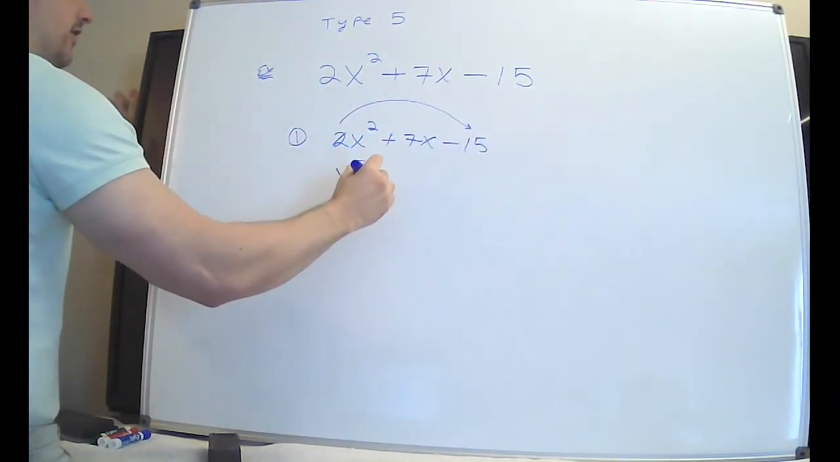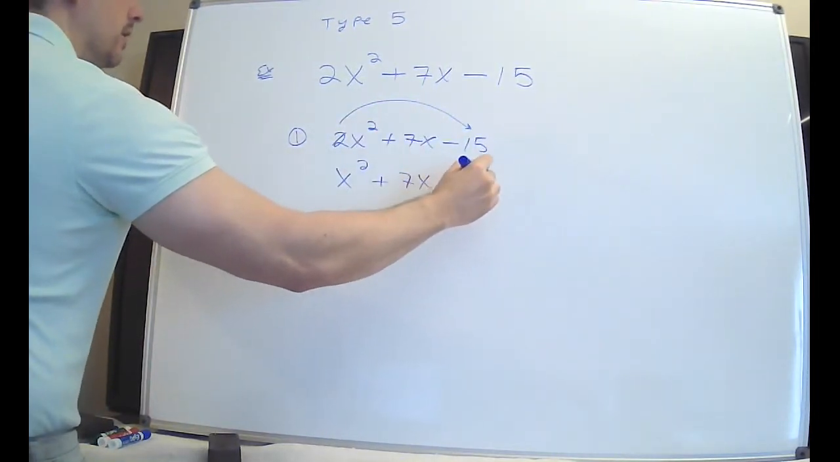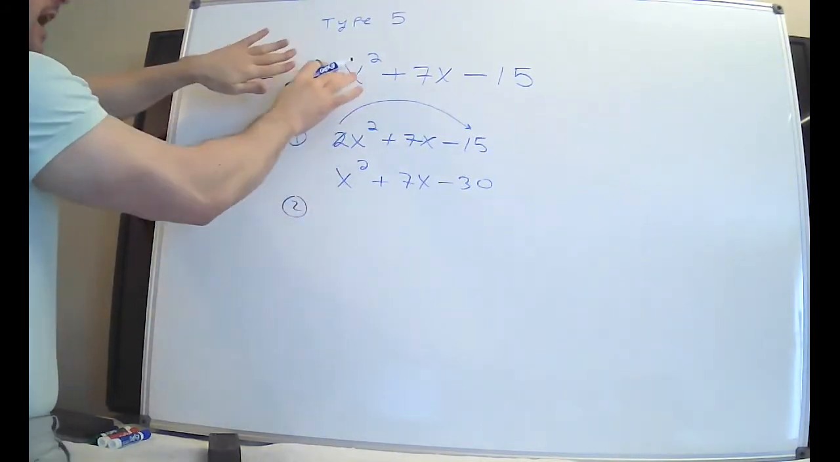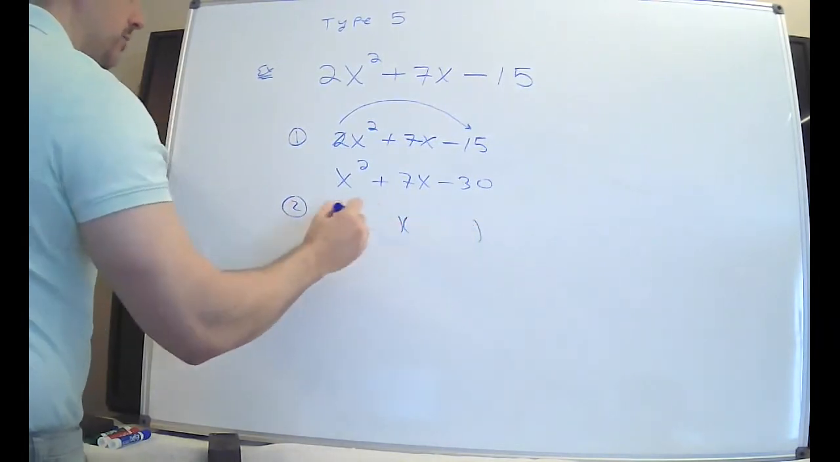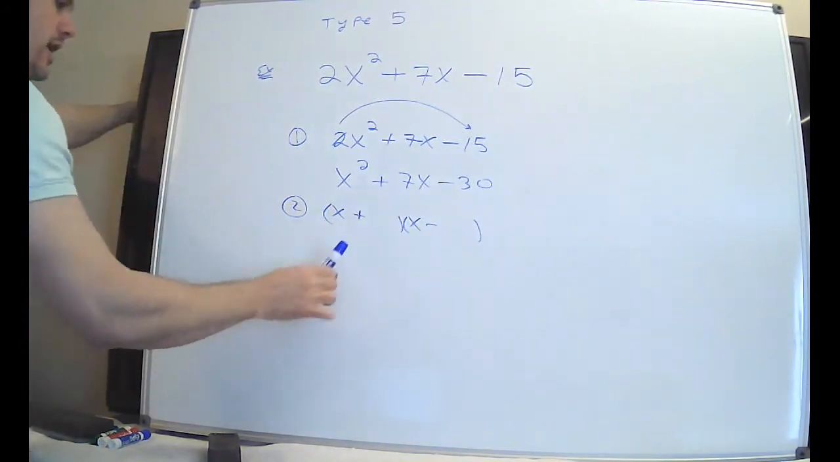So you're going to multiply the last number by the first number. You multiply the 15 by 2, makes it 30. You have now turned it from type 5 into type 2. Now I have a 1 in the front, so now you can factor it just like you did before. Put the x, put the signs. I know I need a plus and a minus.